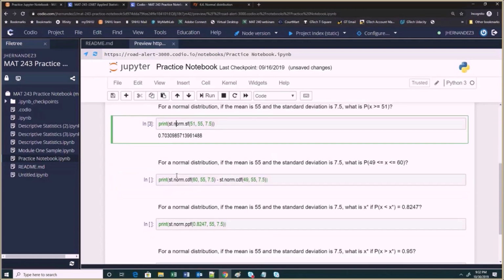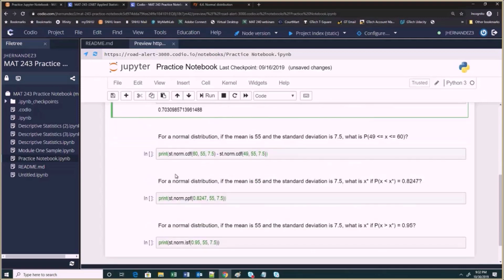Okay, let's now do a slightly more complex problem. For a normal distribution, if the mean is 55 and the standard deviation is 7.5, what is the probability that a given value of x falls between 49 and 60? So now we have two critical values, a lower value and an upper value. And we have to find the probability that a value happens to be between them.